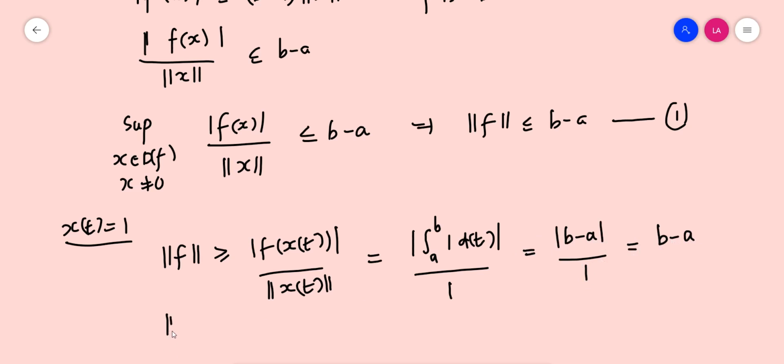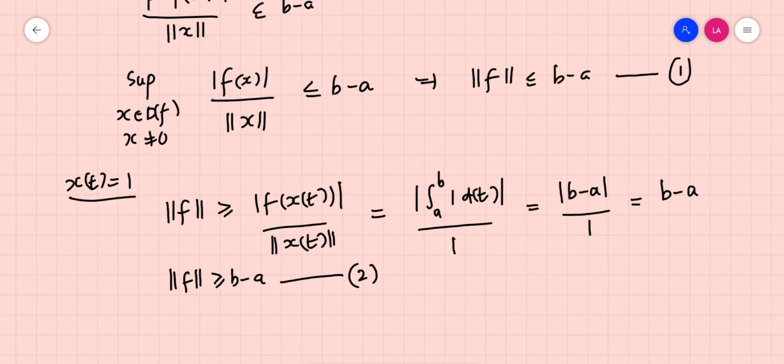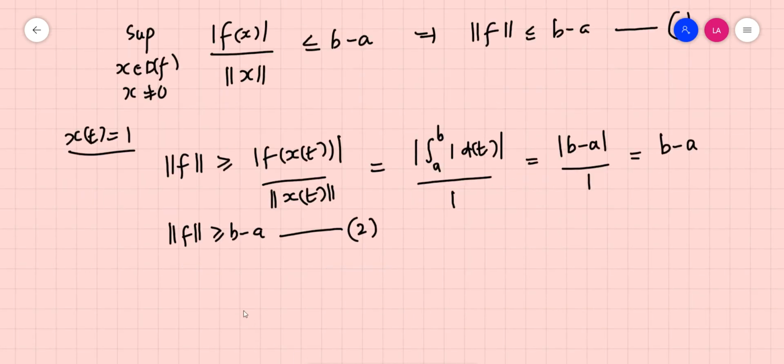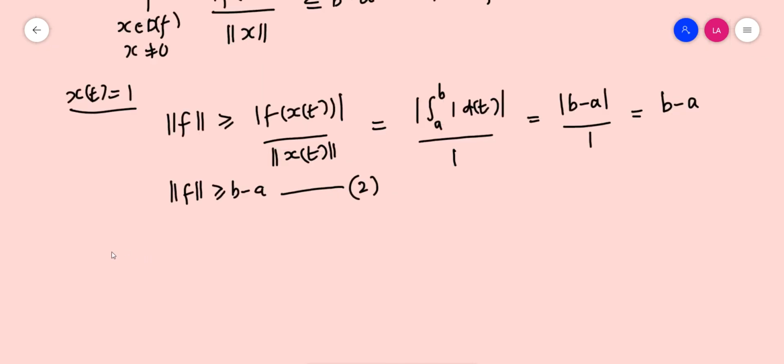So from this we can clearly understand that norm of f is greater than or equal to b minus a. Equation number 2. So norm f is less than or equal to b minus a and norm f is greater than or equal to b minus a. From equations 1 and 2, we can clearly state that norm f should be equal to b minus a.